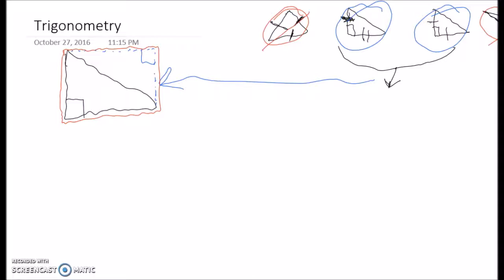And so basically what you can do is, in this case, since it's a rectangle, it needs to have all four corners as right angles, right? If all four corners are right angles, all four have 90 degrees, okay?